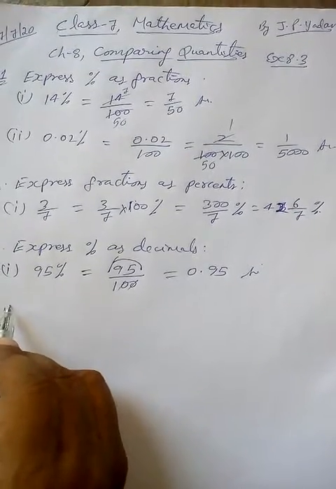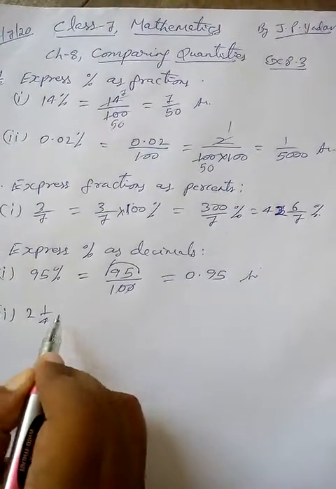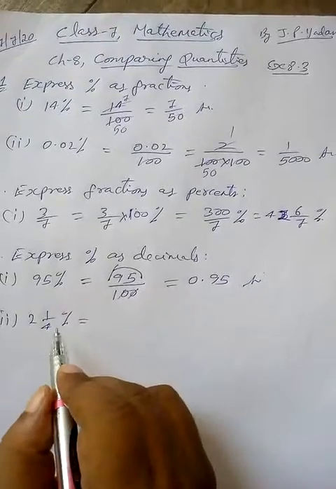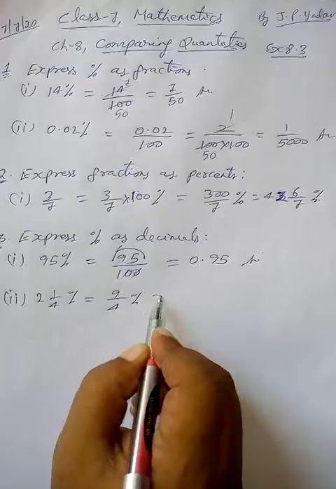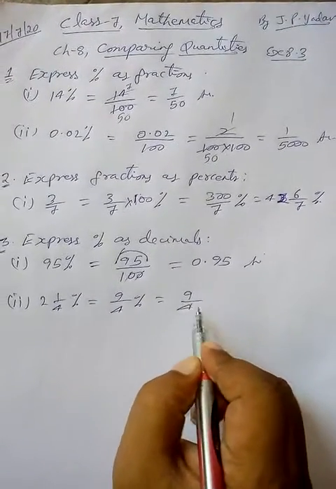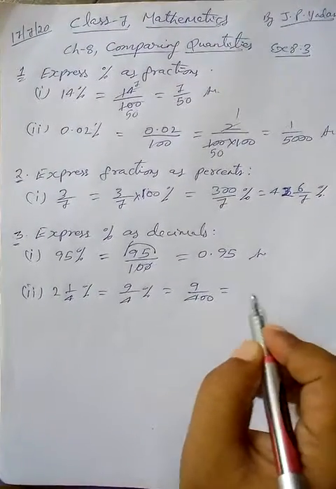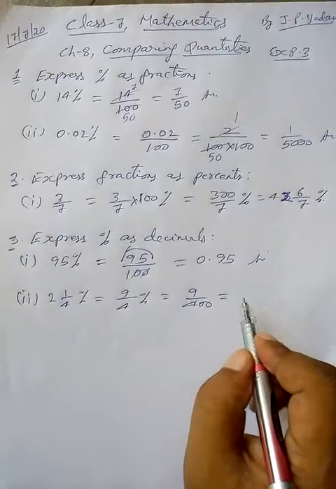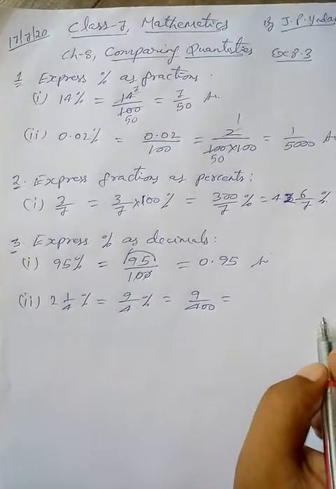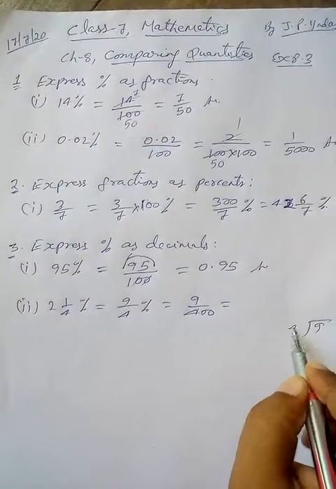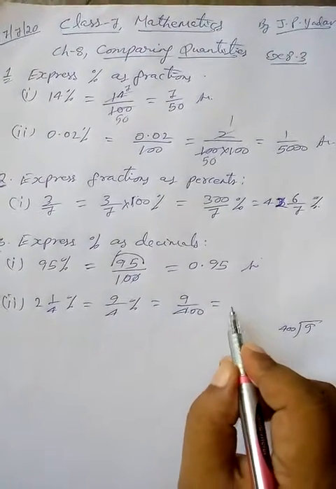One more. 2 1 by 4%. First we will convert it into an improper fraction, that is 9 by 4%. Remove the percent. 9 by 4 into 100. Now the decimal form. Divide 9 by 400. 9 is to be divided by 400. That is 0.